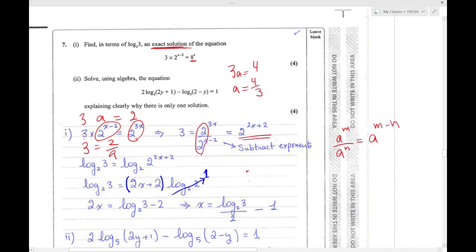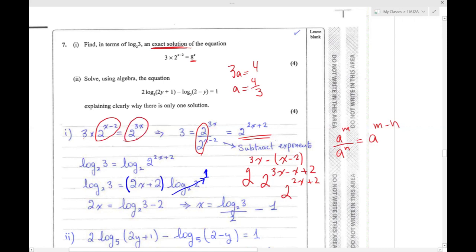So I can say that 2 to the 3x over 2 to the x minus 2 is 2 to the 3x minus x plus 2. It's 2 to the 2x plus 2. So this is the first step that you should be careful and pay attention to. You take the same base and divide them.